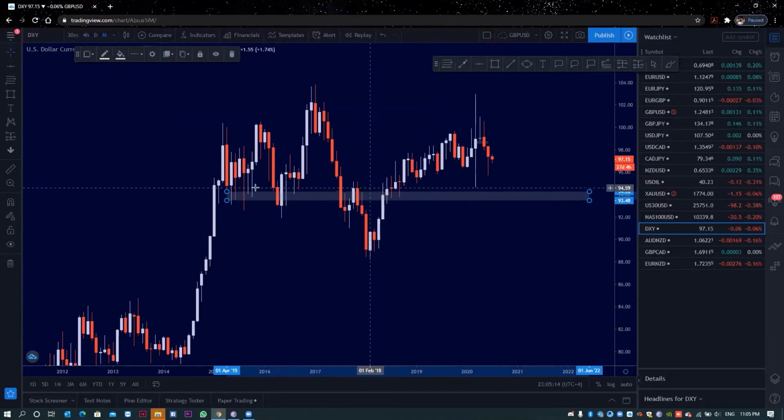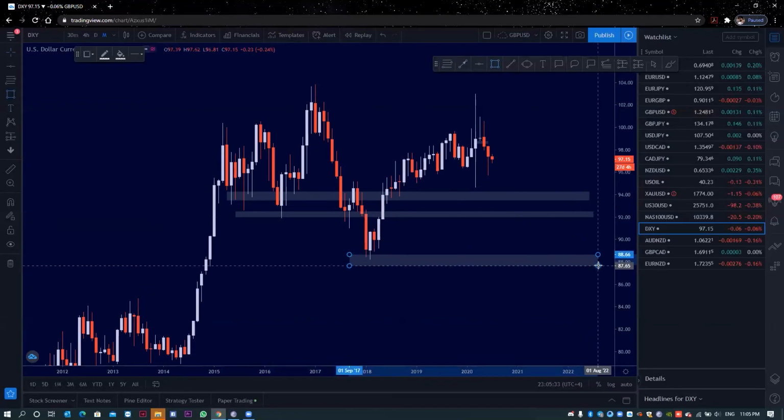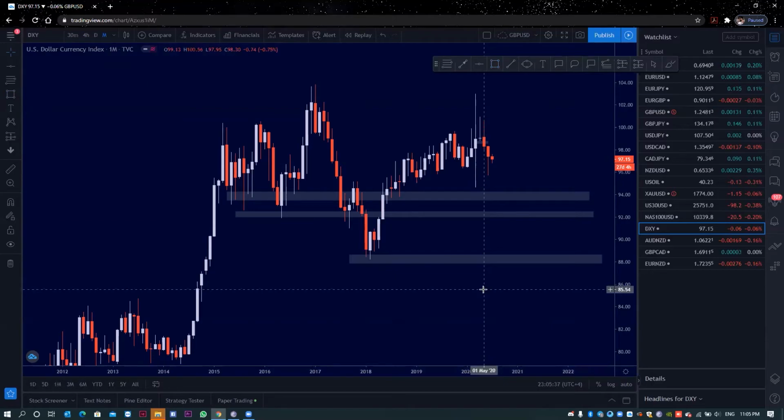Everywhere there is no support, so it has totally come to 94 again. The second support is 92, and the third low is 88. You know the 88 price? Yeah, in 2016 the dollar price was 88.